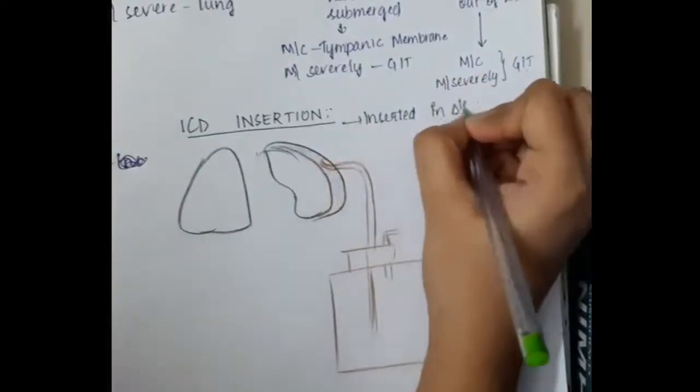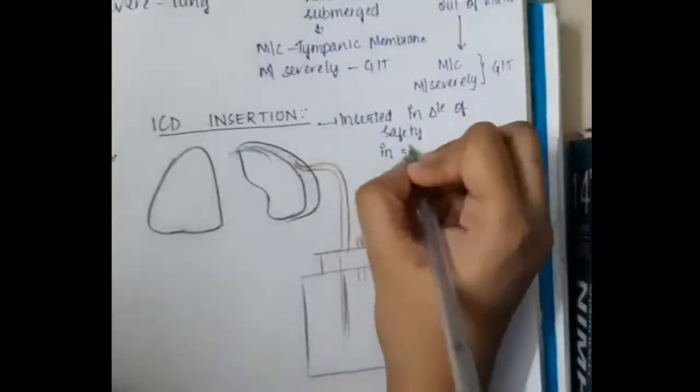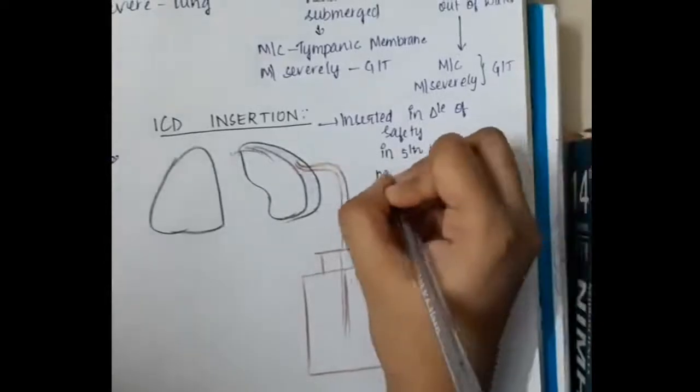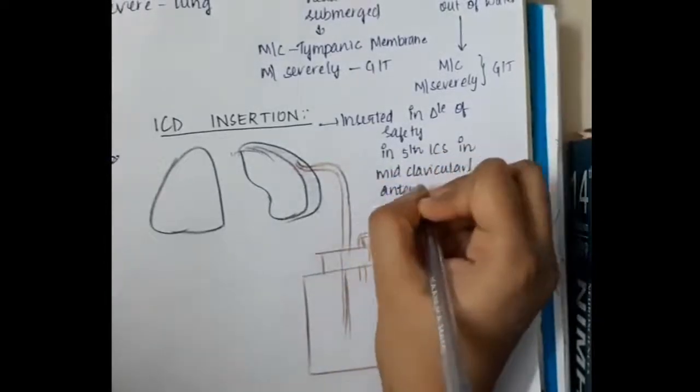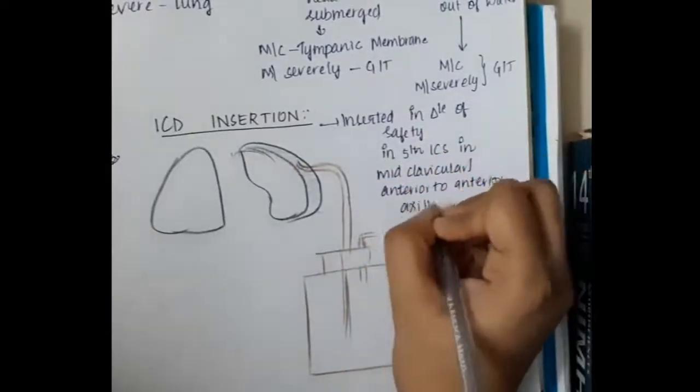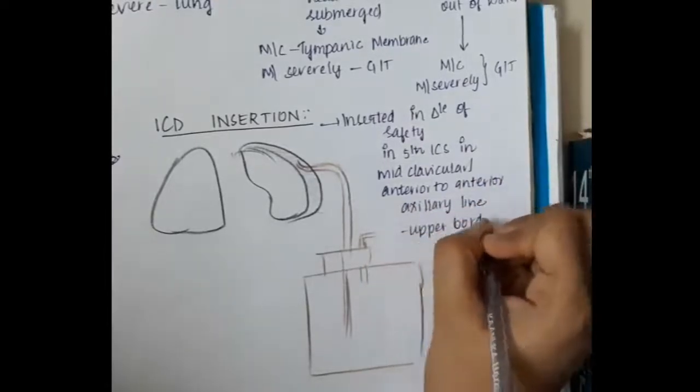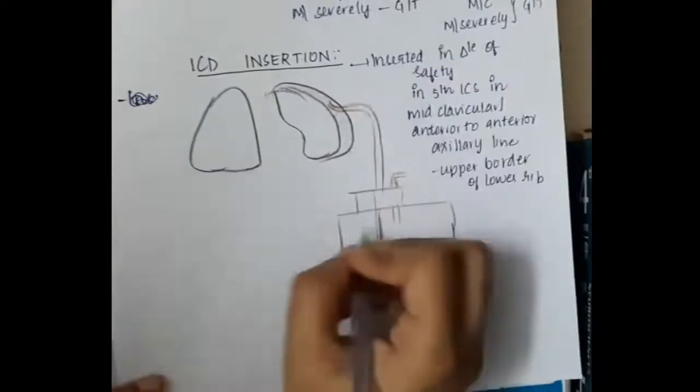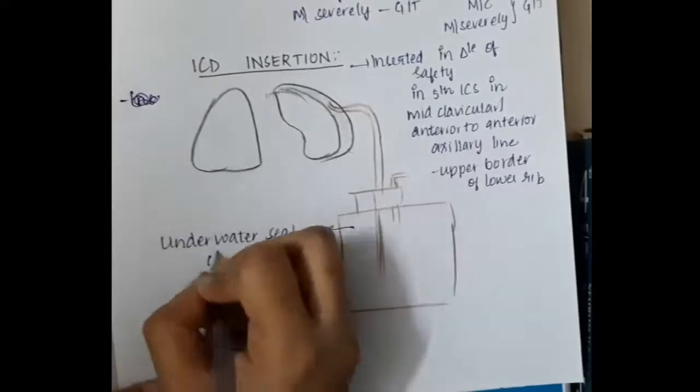This is inserted in the triangle of safety, that is in the fifth intercostal space in the mid clavicular line or anterior to the anterior axillary line. It is inserted at the upper border of the lower rib.